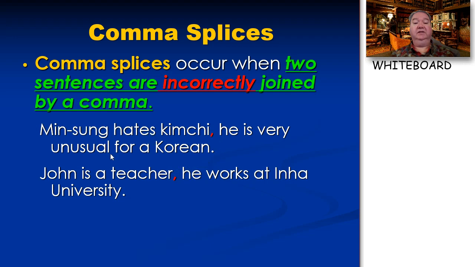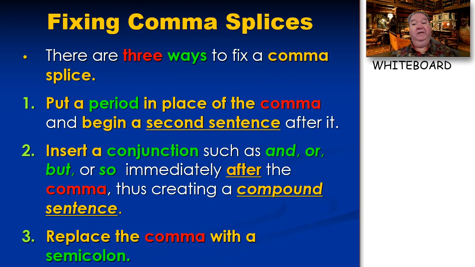You have a sentence and a sentence, 2 independent clauses, joined with nothing but a comma. Okay, a sentence, comma, sentence. When they're joined together like that, that is called a comma splice, and it is incorrect. It's something you should not do. We talked about how to fix it.